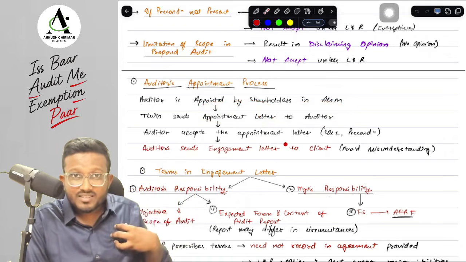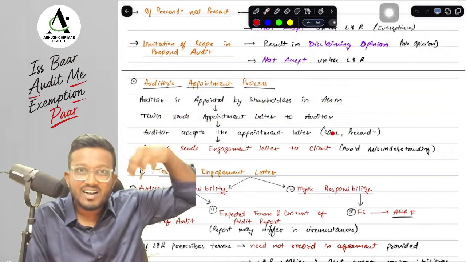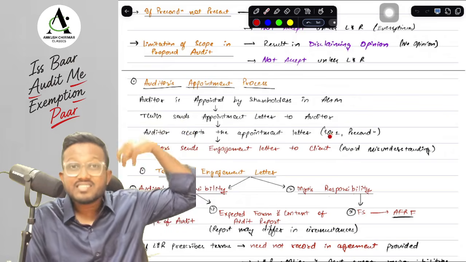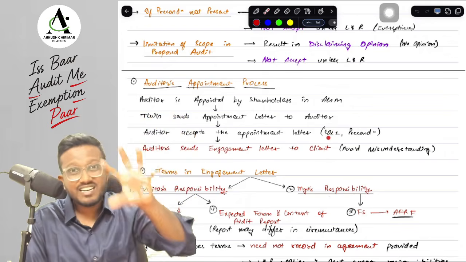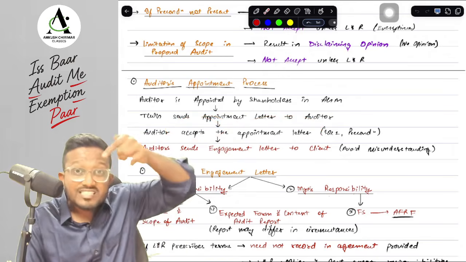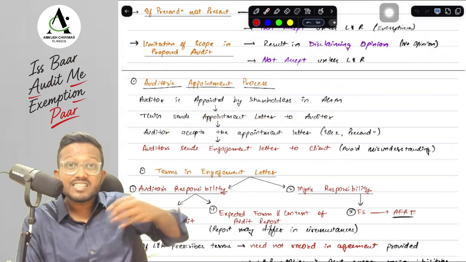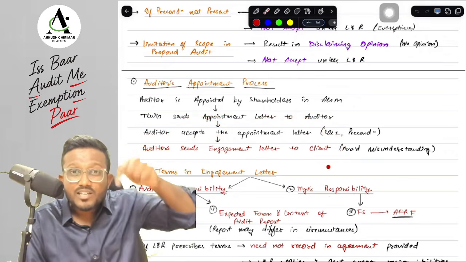Now when the appointment letter is received, the auditor checks everything, like the SQC1 acceptance and continuance, the integrity, the compliance with the ethical requirements, the CCTR, the significant matters, the precondition for audit. If he decides to accept this particular engagement, then he accepts the appointment letter. And after accepting it, the auditor sends an engagement letter to the client. This engagement letter has the actual terms of our engagement.